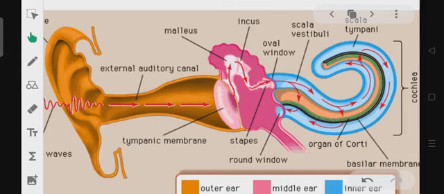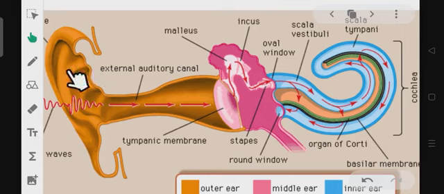Now we're going to understand the mechanism of hearing. How do we hear sounds? See, we have learned about the whole ear till now. First of all, we have discussed the outer ear, middle ear, and inner ear in detail. We have discussed the anatomy portion. Now we are going to learn about the mechanism of hearing.